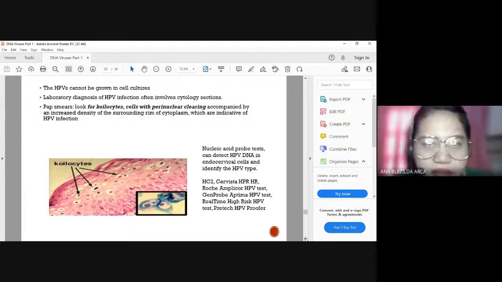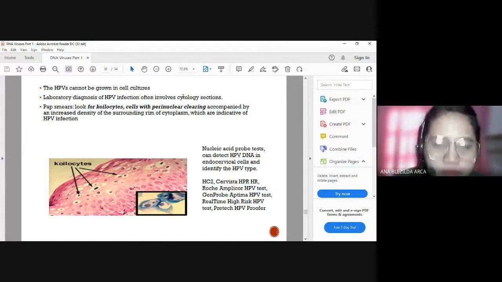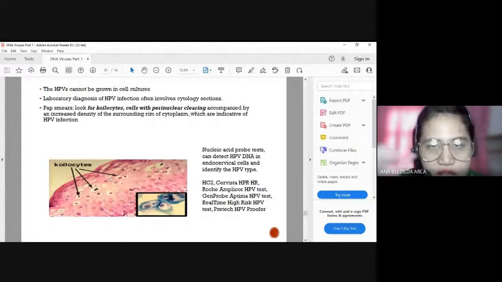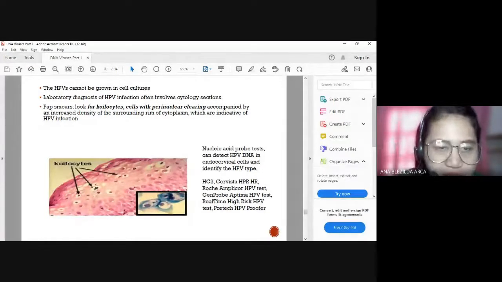Next is the diagnosis. For the diagnosis, you can get the warts and then perform cytology sections. So you can stain that using pap smear, then look for the coilocytes. This is the coilocytes, this one. The coilocytes are cells with perinuclear clearing. Like this one, makita mo yung kanilang gilid, puti lang, di ba? Kasi meron siyang pabilog daw, nuclear clearing. So puti lang yung gilid niya, like this one, okay? Accompanied by increased density of the surrounding rim of cytoplasm, which are indicative of HPV infection. So this is the HPVs, the coilocytes.